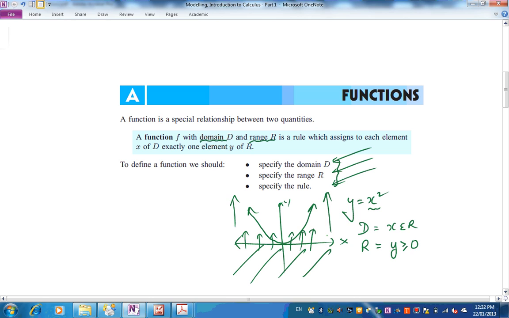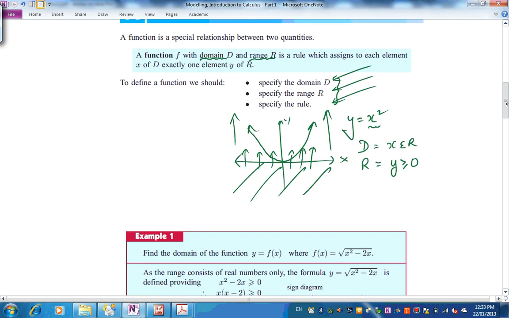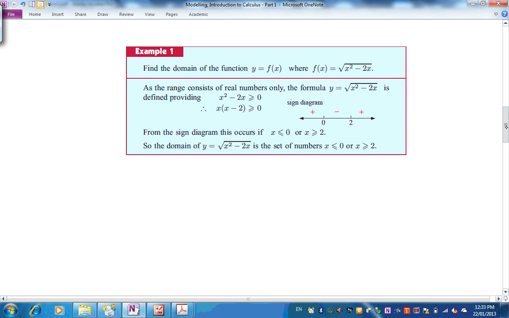So that's the idea. Just getting familiar with what functions can do, what values you can pump into them, what domain values, and what values come out. So let's go down a little bit more here and have a look at the first example. Find the domain of the function y equals f of x, where f of x equals the root of x squared take 2x.